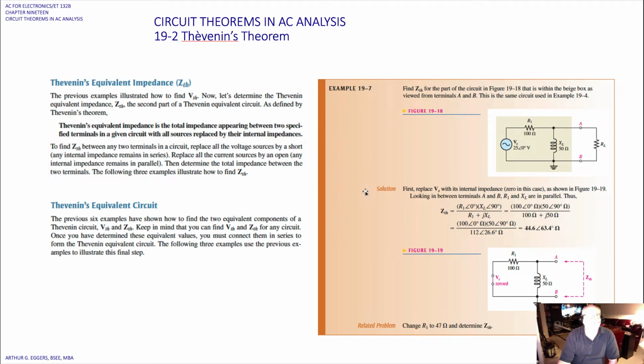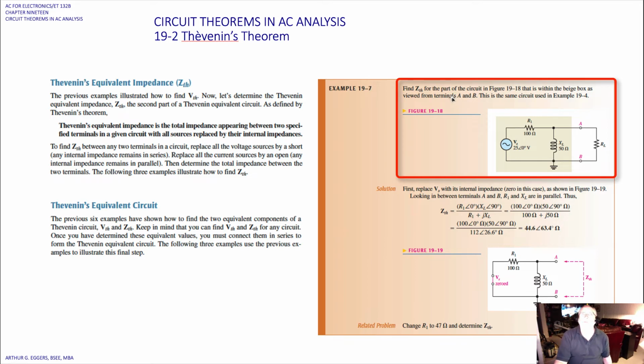Okay, so in the previous 6 examples, we were shown how to find two equivalent components for a Thévenin circuit, V Thévenin, Z Thévenin. Keep in mind that we can find V Thévenin and Z Thévenin for any circuit. So to find Z Thévenin for the part of the circuit that's within the beige box, we look across again, looking in terminals A and B. This is the same circuit as the previous example, 19.4. So first replace V source with its internal impedance, 0 in this case.